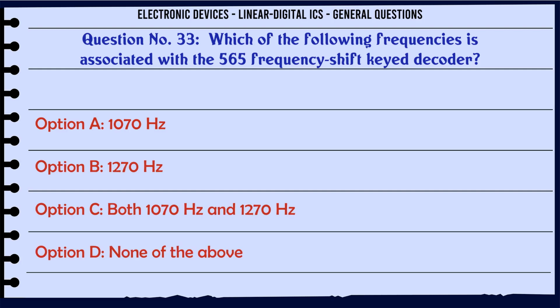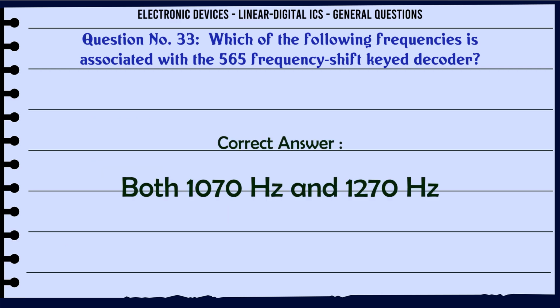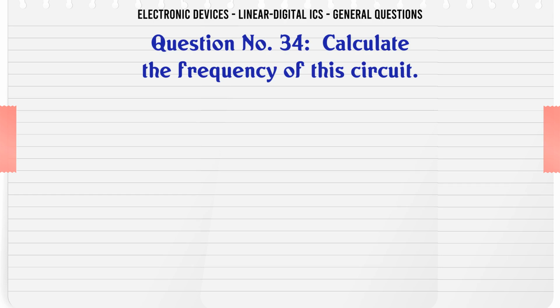Which of the following frequencies is associated with the 565 frequency shift-keyed decoder? A. 1070 Hz. B. 1270 Hz. C. Both 1070 Hz and 1270 Hz. D. None of the above. The correct answer is both 1070 Hz and 1270 Hz.